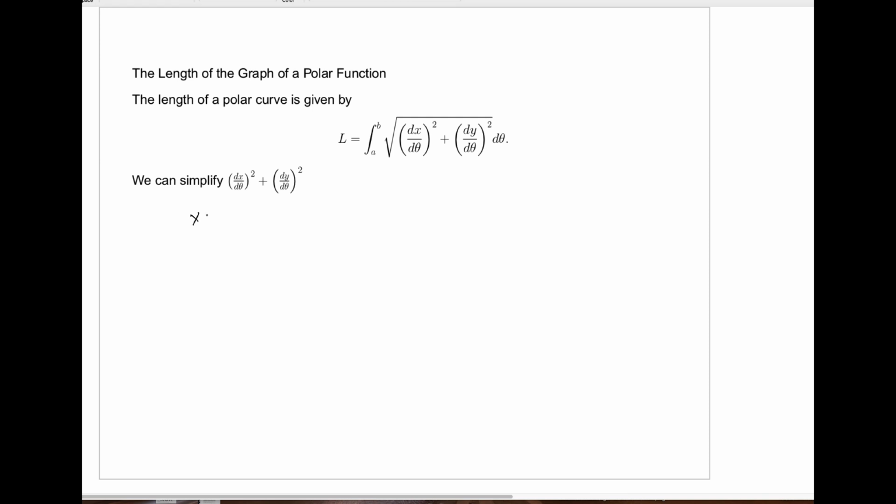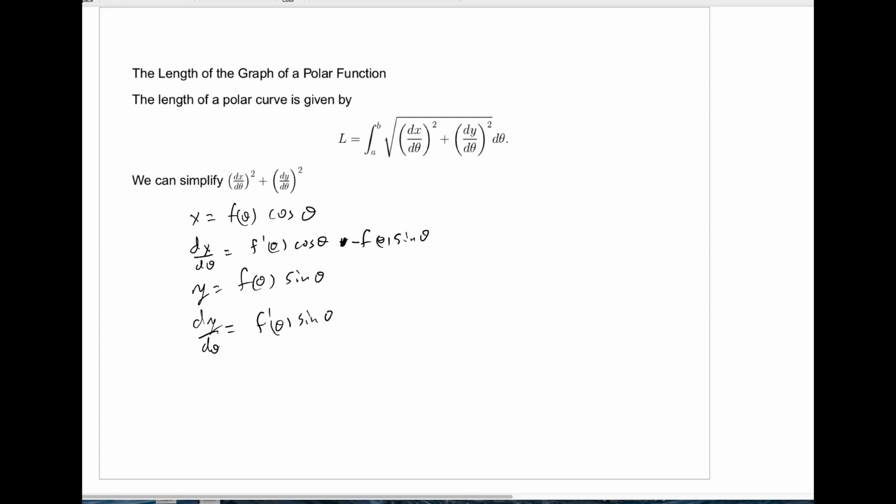Well, remember, x was f of theta cosine theta, y was f of theta sine theta, and because of that we can compute using the product rule. dx d theta is just f prime of theta cosine theta plus f of theta times minus sine theta. So instead of the plus, we'll turn that into a minus. And similarly, we can write dy d theta is f prime of theta sine theta plus f of theta times the derivative of sine theta, which is cosine theta. Now, what we really want is dx d theta squared plus dy d theta squared. So I'll put those over here.